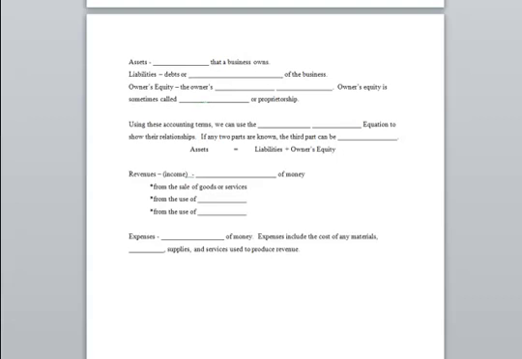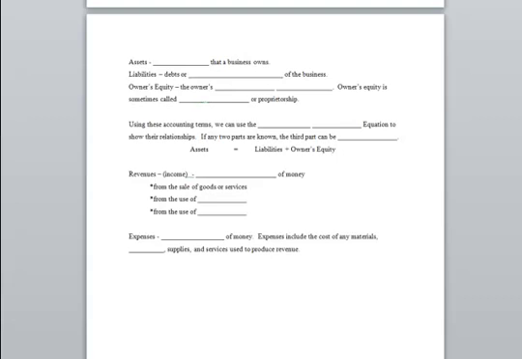So, using these accounting terms, we can use the fundamental accounting equation to show their relationships. And if any two parts are known, the third part can be determined. So the fundamental accounting equation that we're going to use from now on is assets equal liabilities plus owner's equity. And every accounting student anywhere knows that this is the fundamental accounting equation.